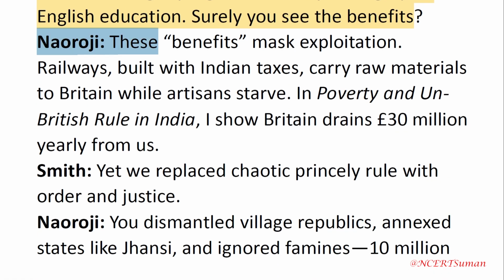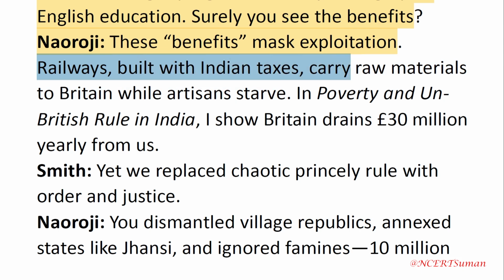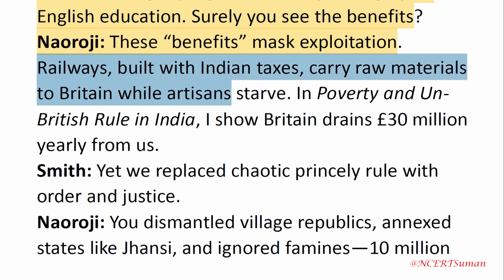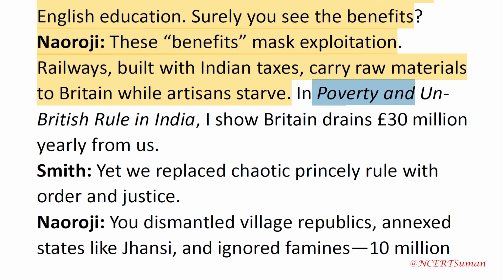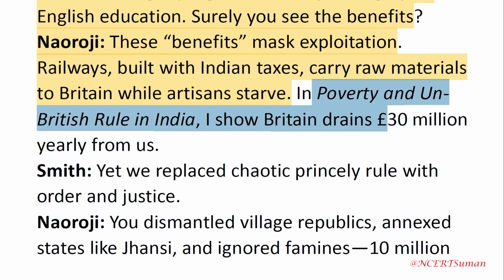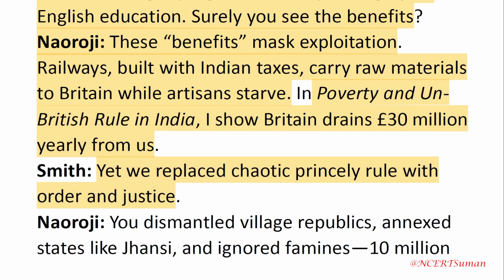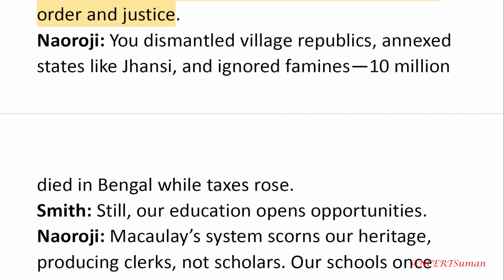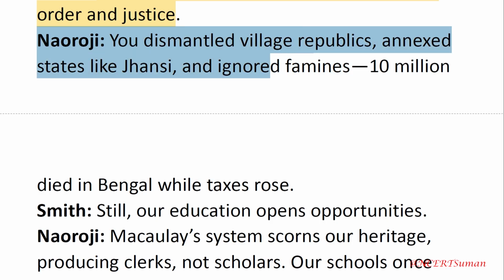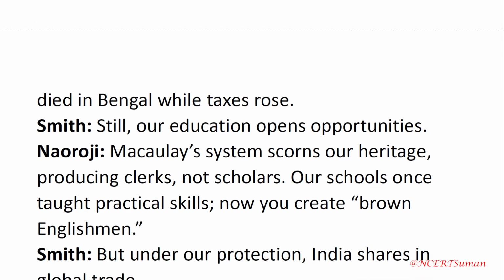Naoroji: These benefits mask exploitation. Railways, built with Indian taxes, carry raw materials to Britain while artisans starve. In Poverty and Un-British Rule in India, I show Britain drains £30 million yearly from us. Smith: Yet we replaced chaotic princely rule with order and justice. Naoroji: You dismantled village republics, annexed states like Jhansi, and ignored famines. 10 million died in Bengal while taxes rose.